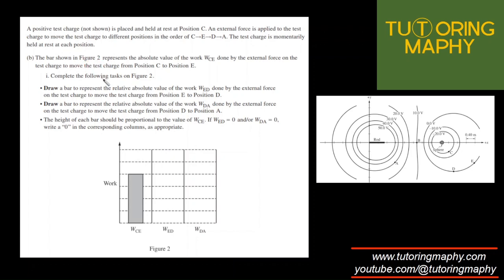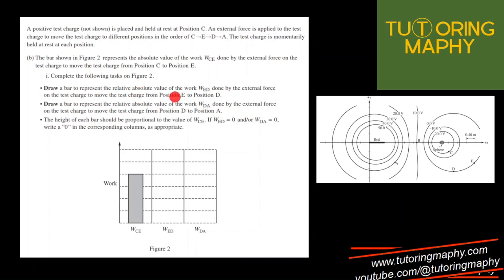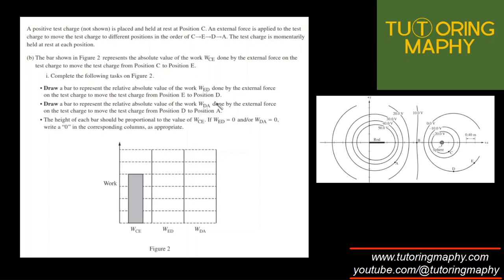The bar shown in figure 2 represents the absolute value of the work done, W_CE, by the external force on the test charge to move from C to E. Complete the following tasks on figure 2. Draw a bar to represent the relative absolute work from E to D, likewise the work from D to A. If the work from E to D or D to A is 0, just write 0 in the corresponding column. So we need to find the work from E to D. Where is E? E is here. Where is D? D is here.